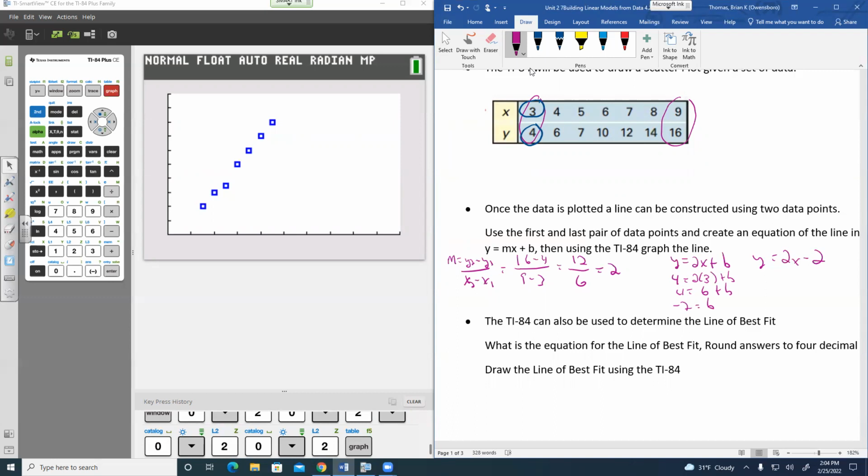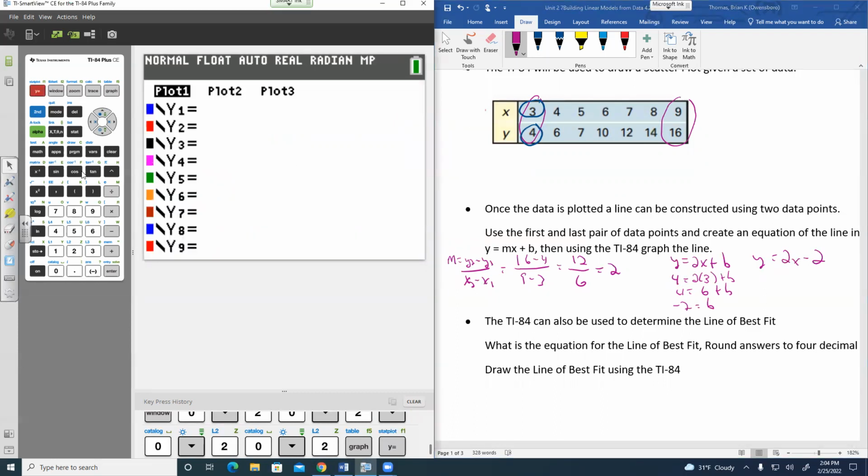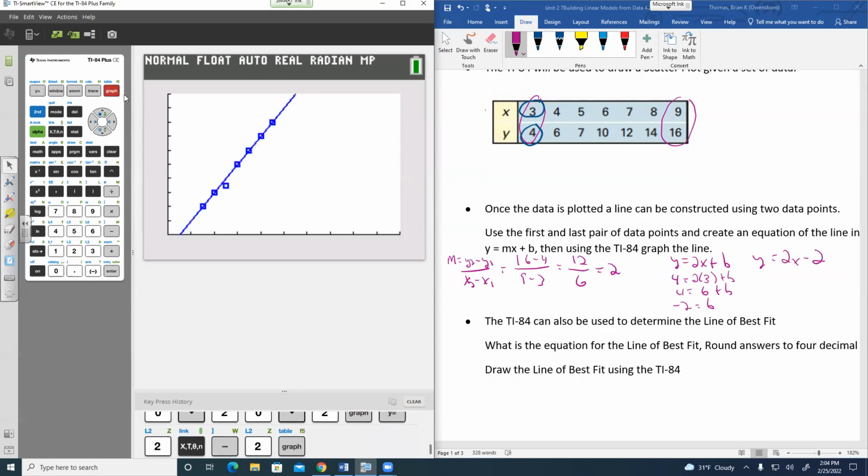And what I can do now is actually graph it. To graph it, I hit the y equals button, and I can type in 2x minus 2, hit the graph button again, and notice how that draws me a line through the data. You can see that it's very, very linear as that line passes through almost every point. It touches 6 of the 7 points, and it barely misses the 7th point. So this is very good data for a line.